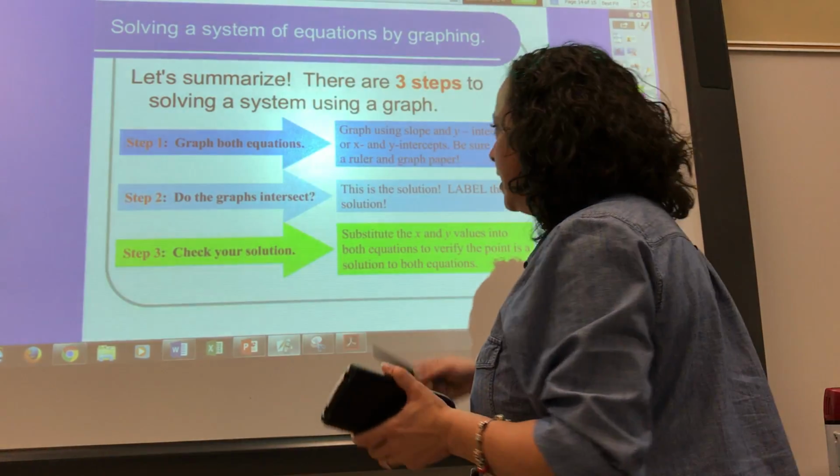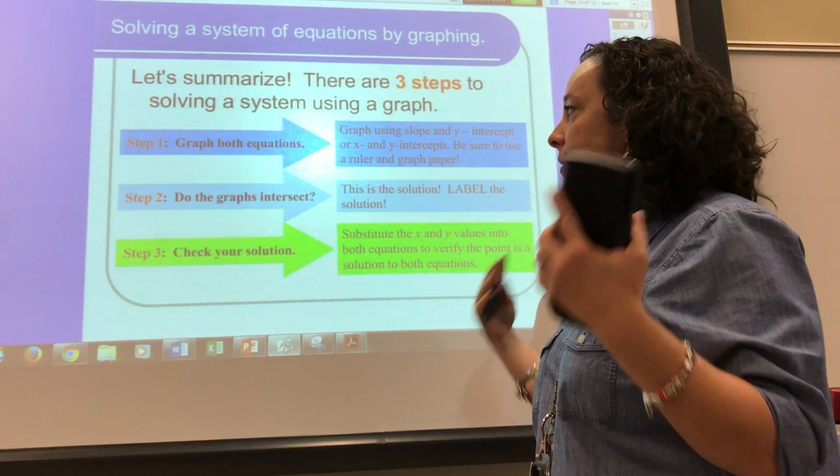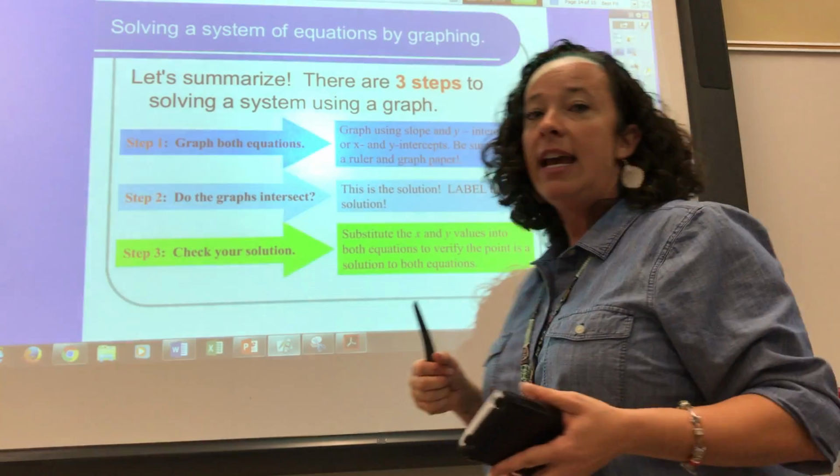Okay. All right. So do the graphs intersect? This is the solution. Great. Write the solution and then check it. I hope that makes sense.